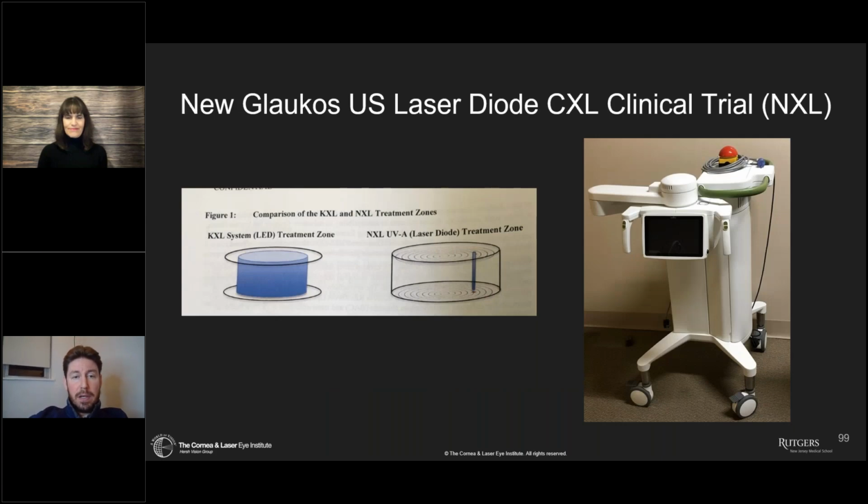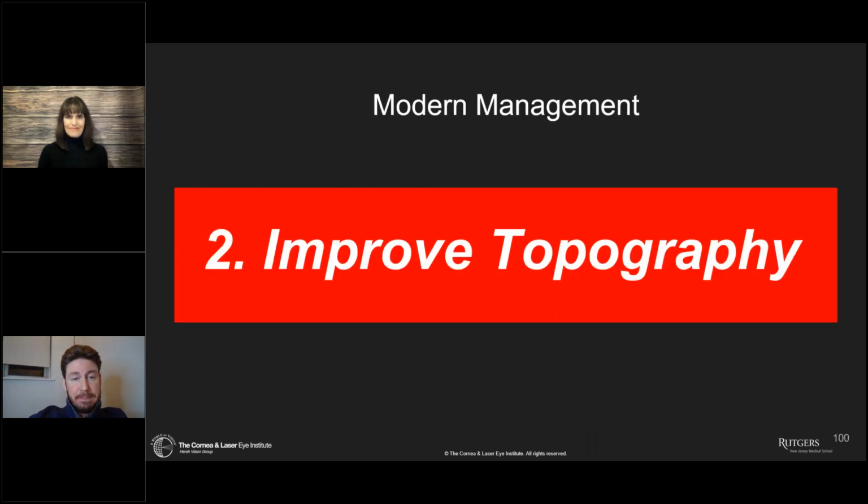The other one is a laser diode treatment. This is currently in the early stages of phase 2. We're doing this at our clinic along with, I think, 3 other sites. It is very, very early days on this, but it is a very cool variation on this. Instead of doing a broad beam of light, you're doing little micro pulsations with laser diodes, and it is to keep the oxygen regeneration higher. So very, very cool technology. So innovations are coming. So the next one on this is the modern management to improve topography. If you can make a more round cornea or a more symmetric cornea, you can have better optics.